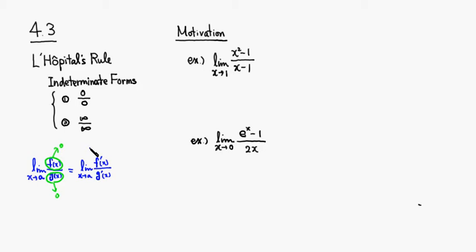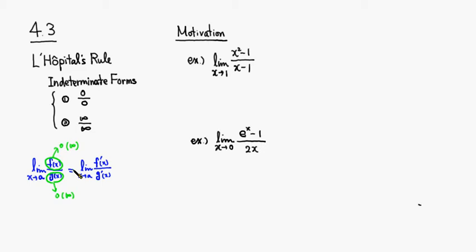And you have to be careful. We're not using the quotient rule here. We're taking the derivative of the numerator by itself and the denominator by itself. This 0 over 0 is called an indeterminate form, and this is the first indeterminate form. The second kind is when you have infinity over infinity. If the numerator approaches infinity, positive or negative, and the denominator also goes to infinity, you can still apply L'Hopital's rule here.